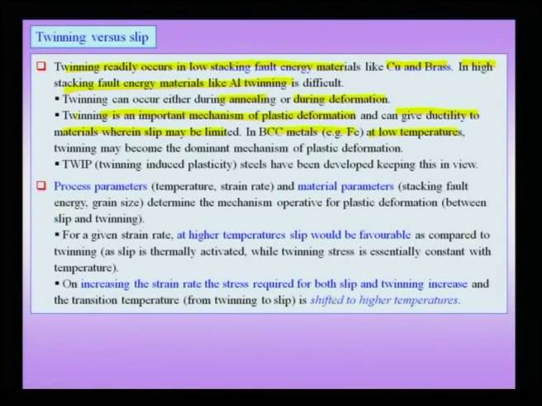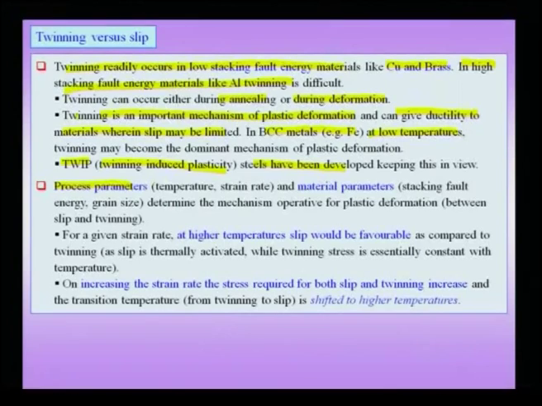And in fact, there have been examples like the TWIP steel, which stands for twinning induced plasticity, where twinning steels have been developed keeping precisely the twinning aspect in focus. That means not only slip, that is dislocation activity, can give you plastic deformation, but twinning is also an important mechanism by which you can get some ductility and plasticity. Though this is usually much smaller compared to dislocation activity.